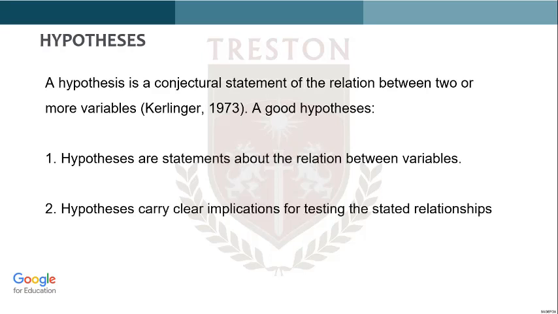Next is a hypothesis. A hypothesis is a conjectural statement of the relation between 2 or more variables. In science, when we were in elementary, what was taught to us was that hypotheses are educated guesses. Similarly, in a thesis or research, it is also an educated guess. Hypotheses are statements about the relation between the variables that you're presenting.